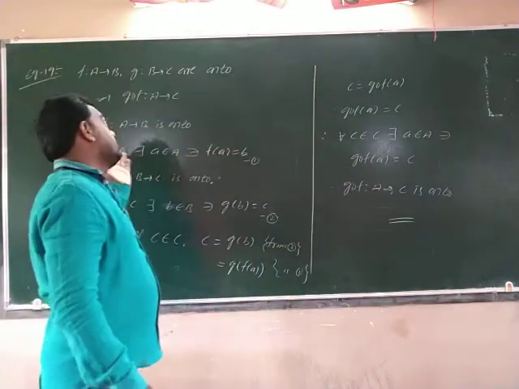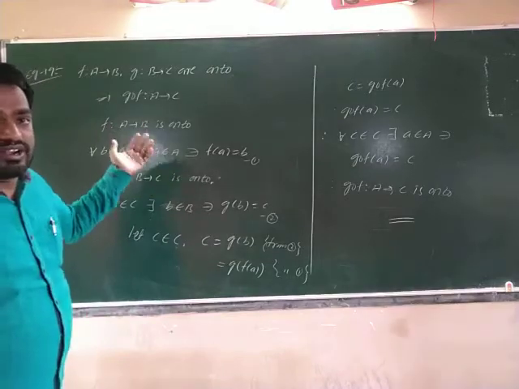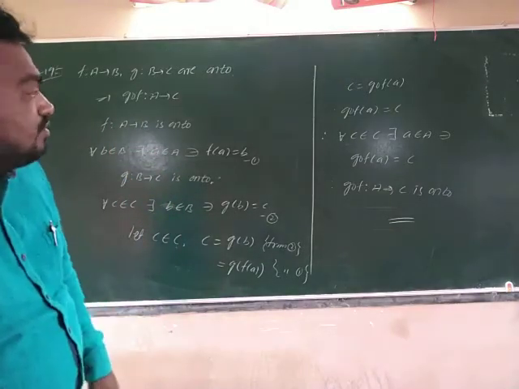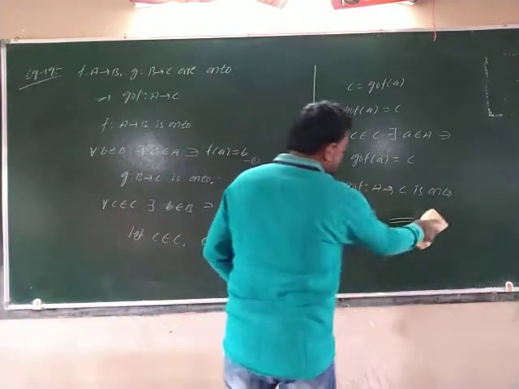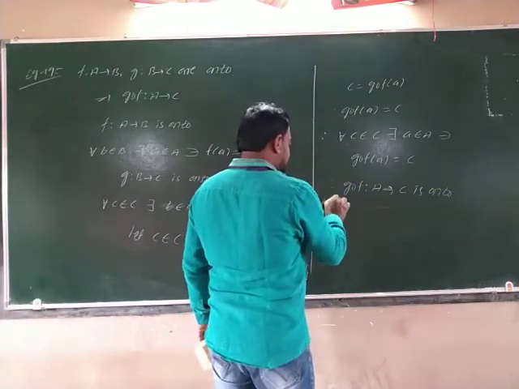See, this one is important, onto. So for this one they are asking for 2 marks. If they ask 3 marks, they ask like this. You see, note.